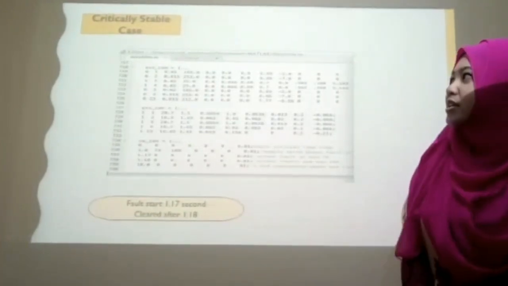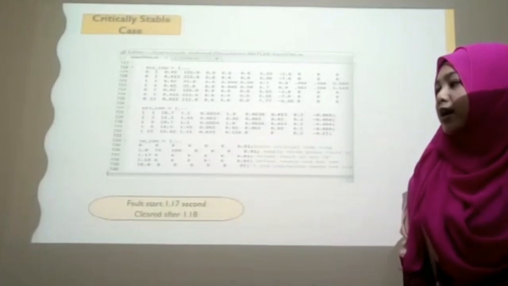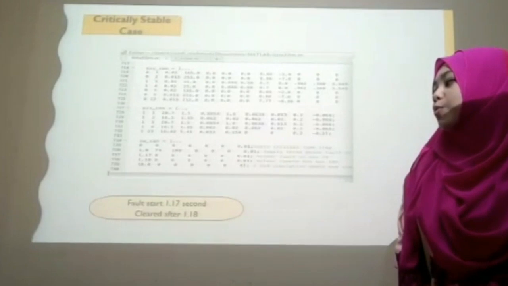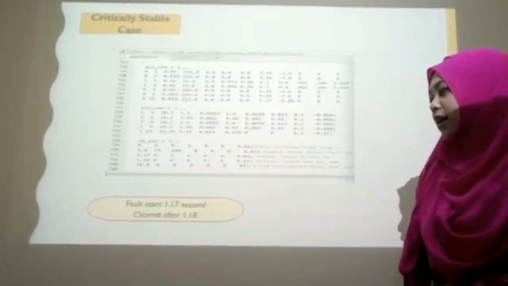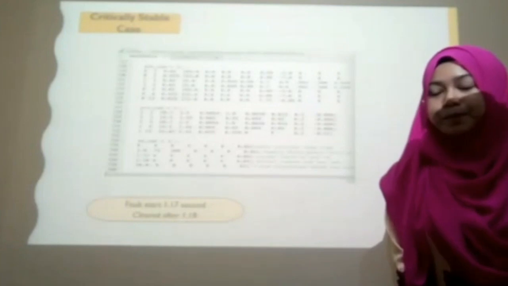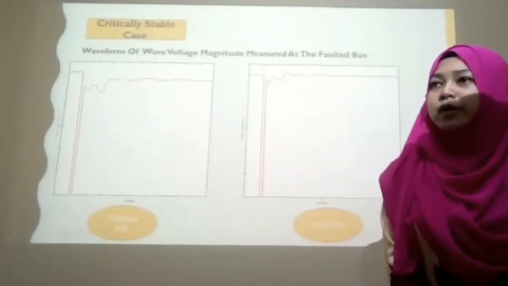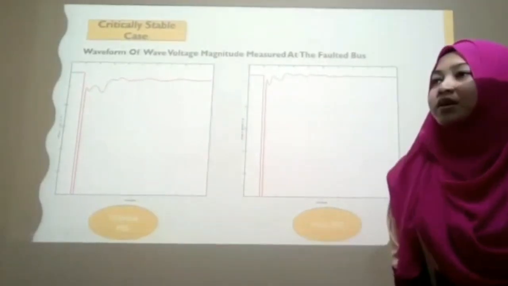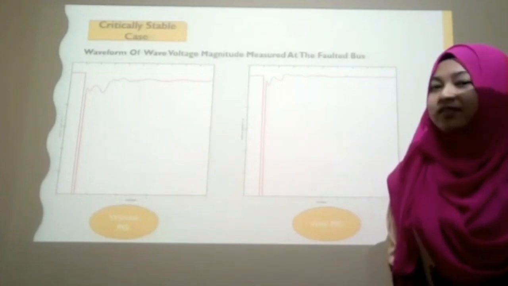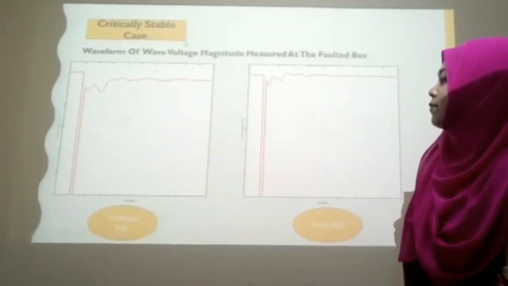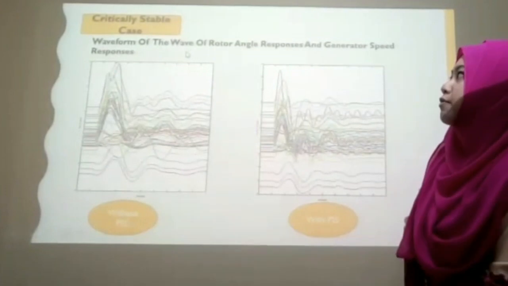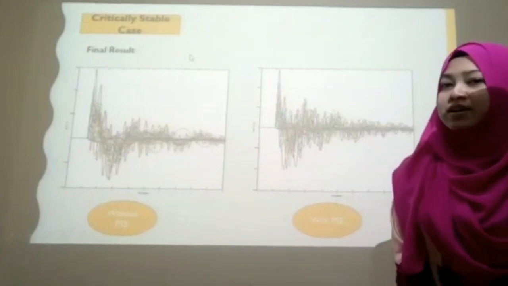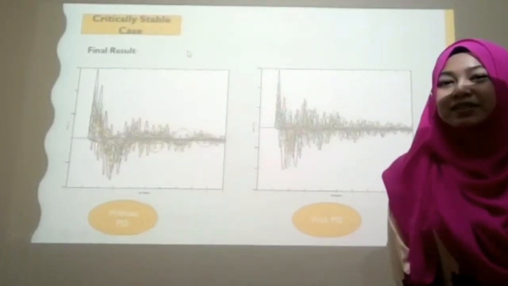For the second condition, it is the critically stable case, and after executing the coding, we applied the fault at 1.17 second and cleared after 1.18 second. Actually, in contrast with the stable condition, the waveform has more peaks than the stable condition. And this is the waveform of the rotor angle response and generator speed response. And this is the final result of the critically stable case.